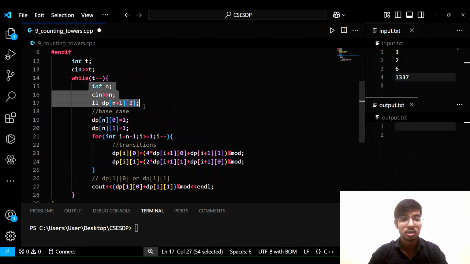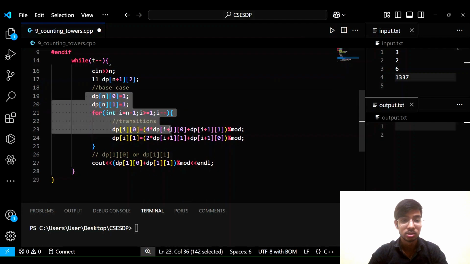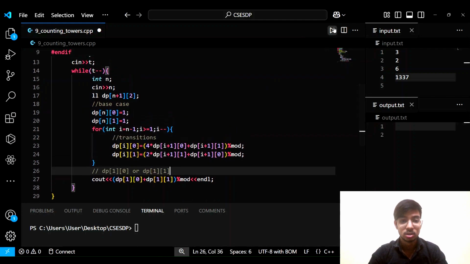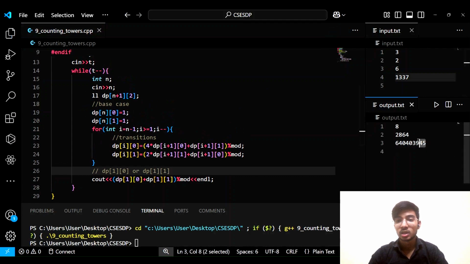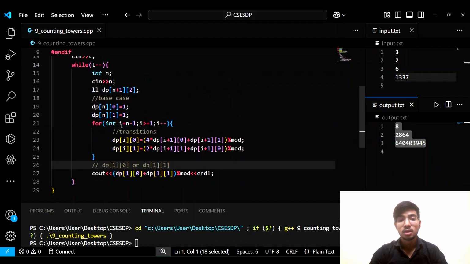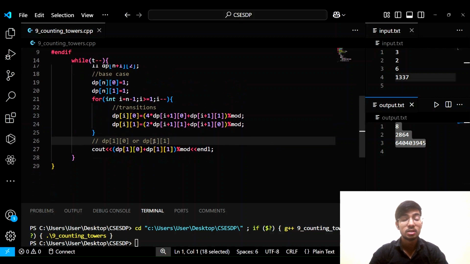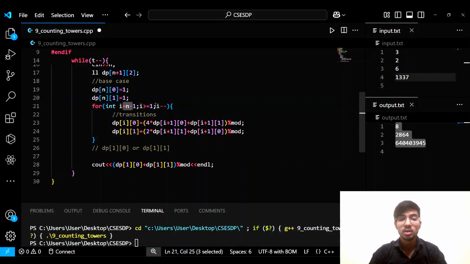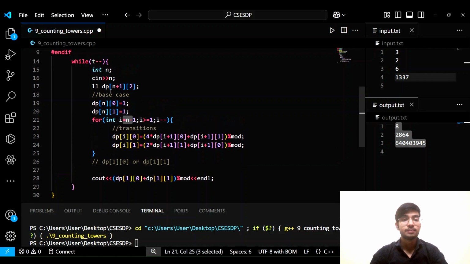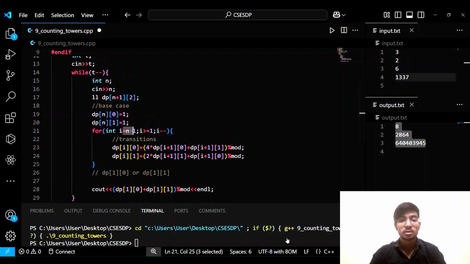So let's try to run it. Let me check once if there is any typo mistake or not. Yes, it is correct. Perfect. So let's run it. Yeah, it gives us the correct answer. Let's discuss the time complexity. The time complexity is O(n), because the loop goes from n minus 1 to 1. And the space complexity is O(n), since we are using an array of size n plus 1 by 2. So this is the code. I hope you understood.